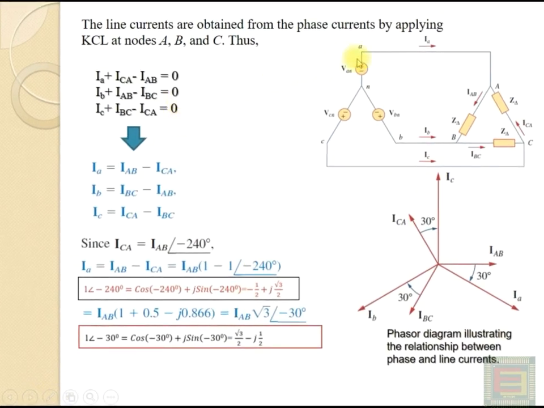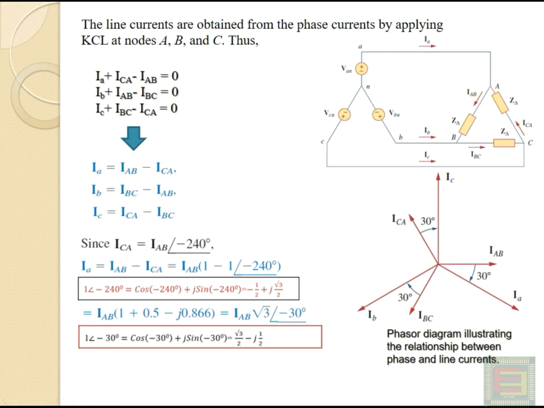Now, in order to calculate the line current in case of a balanced delta connected load, you can apply Kirchhoff's current law to different nodes, for example node A, node B and node C. If you apply Kirchhoff's current law to this node capital A, you can see that three currents are meeting at that point. The line current IA is coming into the node, and the phase current ICA is coming into the node, and the current IAB is flowing out of the node.